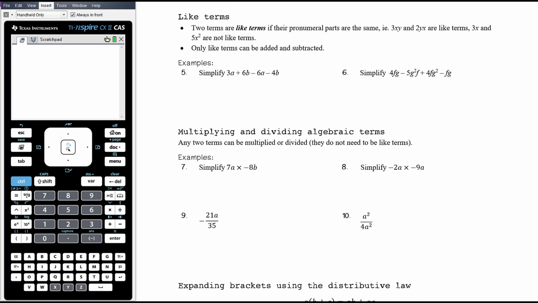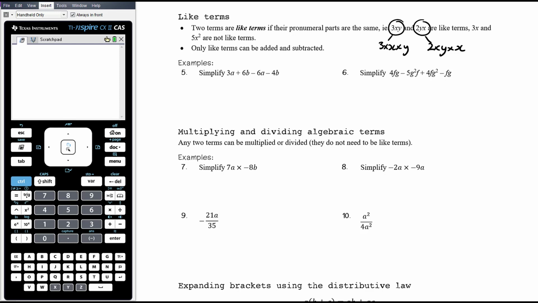So we have identified what a term is. A term is when we have a product or quotient, but generally a product of numbers and letters. Okay, and two terms are like terms if the pronumeral parts, the letter parts of the term, are the same. It's really important to understand that 3xy and 3yx are like terms. Okay, this is 3 times x times y. This is 3 times y times x.